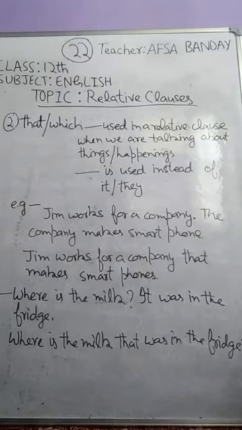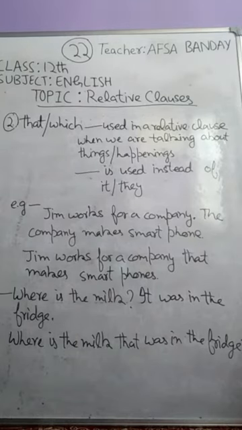For example, we say Jim works for a company, the company makes smartphones, or it makes smartphones. So when we introduce a relative clause and we join the two sentences together, it will be like this: Jim works for a company that makes smartphones. Because the second sentence, the company, was referring to the company, not to Jim, that's why when we mention company, immediately after that we put the relative clause.